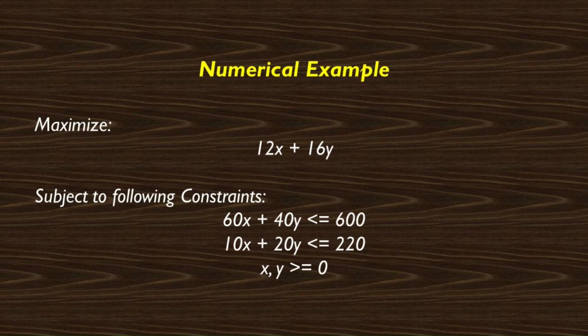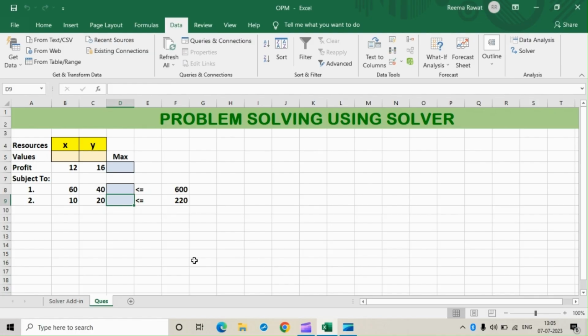After the Solver add-in, let us now learn how to solve the problem of optimal product mix using Solver in MS Excel. Following is the numerical example visible on the screen. Maximize 12x plus 16y subject to the constraints: 60x plus 40y is less than or equal to 600, 10x plus 20y is less than or equal to 220, and x and y are the non-negativity constraints.